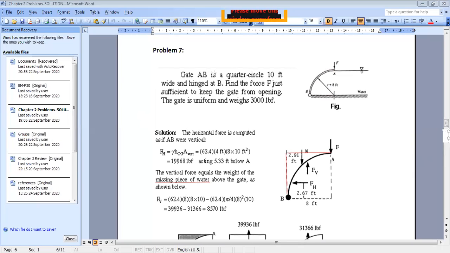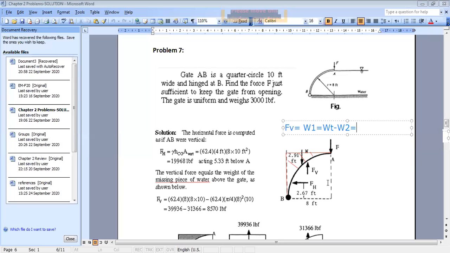In order to find the weight of the missing piece, what should you do? You should consider the weight of the total piece, then subtract from it the weight of this part. This is what they did. So they said F vertical is equal to W1, which is W total minus W2. Now what is W1? It's the weight of the missing part. W total is the weight of the total part.